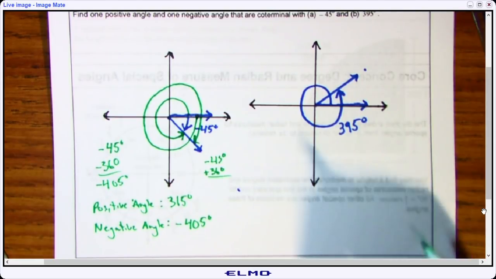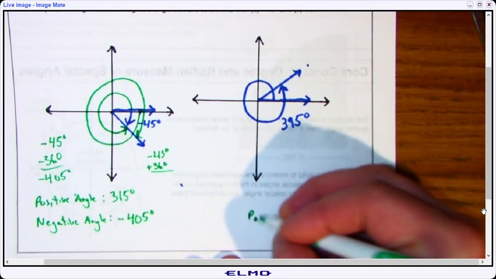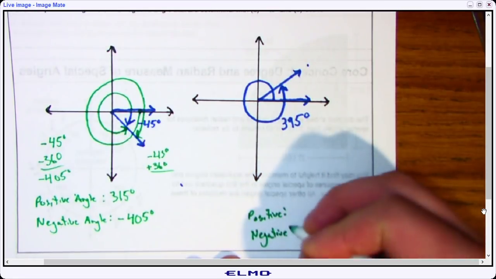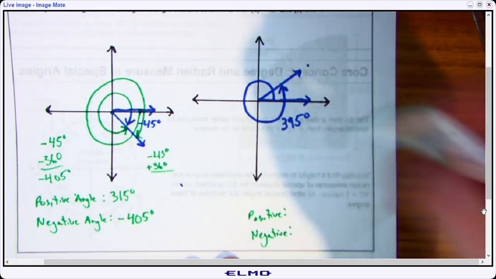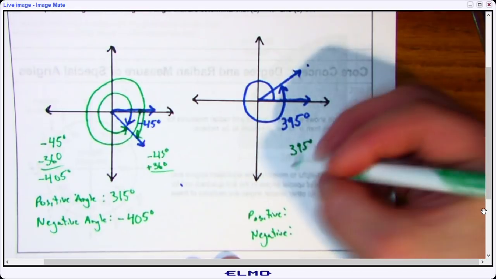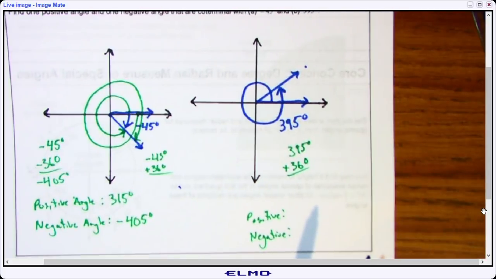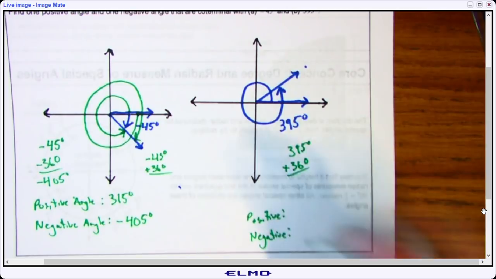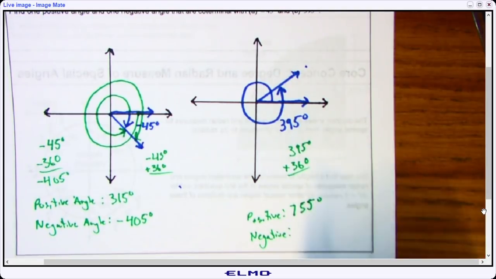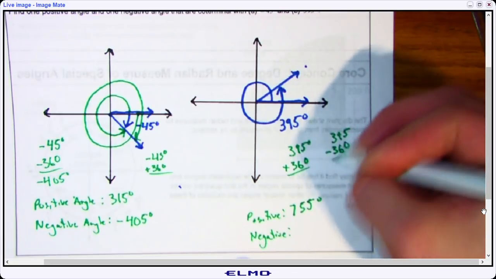So let's do it again with 395 degrees. We want a positive angle and a negative angle that are coterminal with 395 degrees. So I'm going to start with 395 degrees, and I'm just going to add 360 to find that positive angle. Well, 395 plus 360 is 755 degrees. And then for a negative angle, we'll start with that same 395 again. I'm just going to subtract 360.